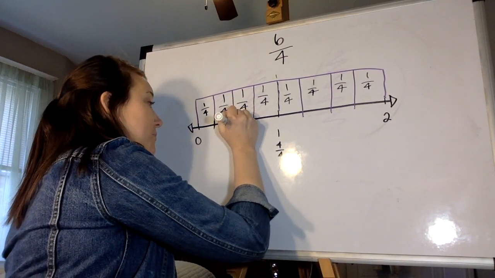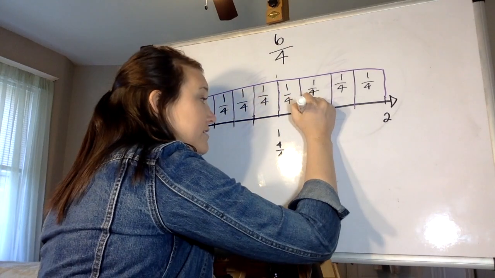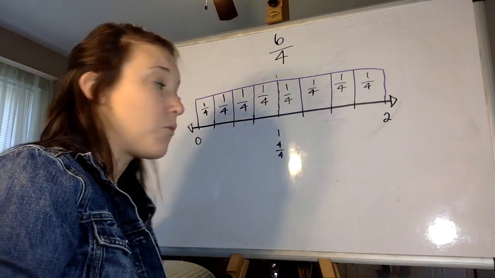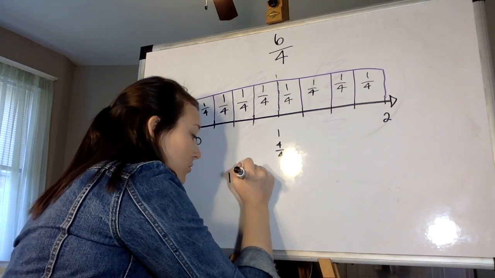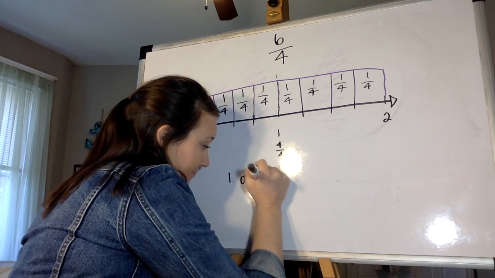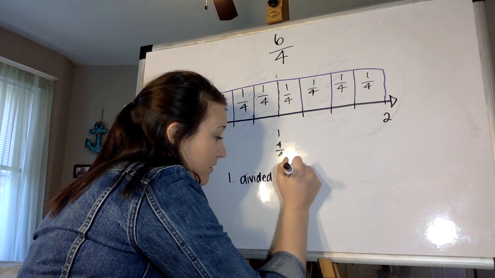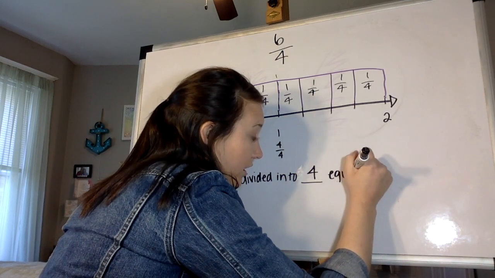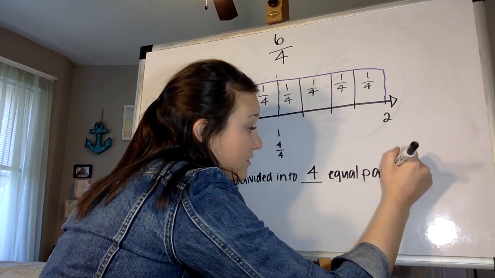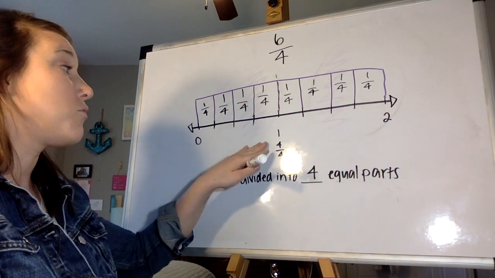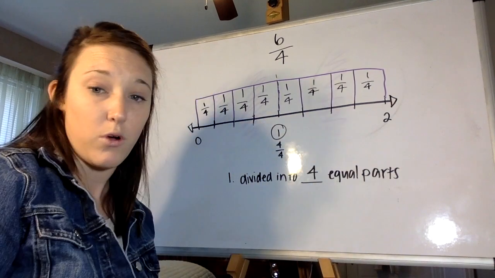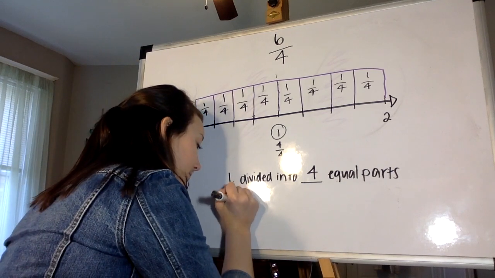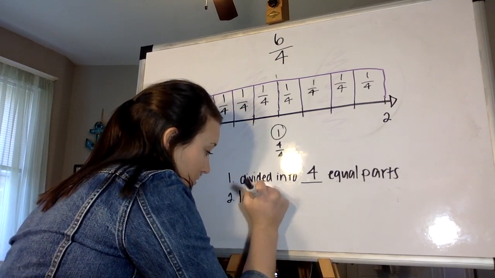So that is always step 1. Step 1 is always divide. Divide each whole into how many equal parts? Well, we divided into 4 equal parts. Equal parts of one whole. So how many equal parts to get us here to the number 1? Okay, and that was 4. Step 2 is label the tick marks. So step 2 is label.